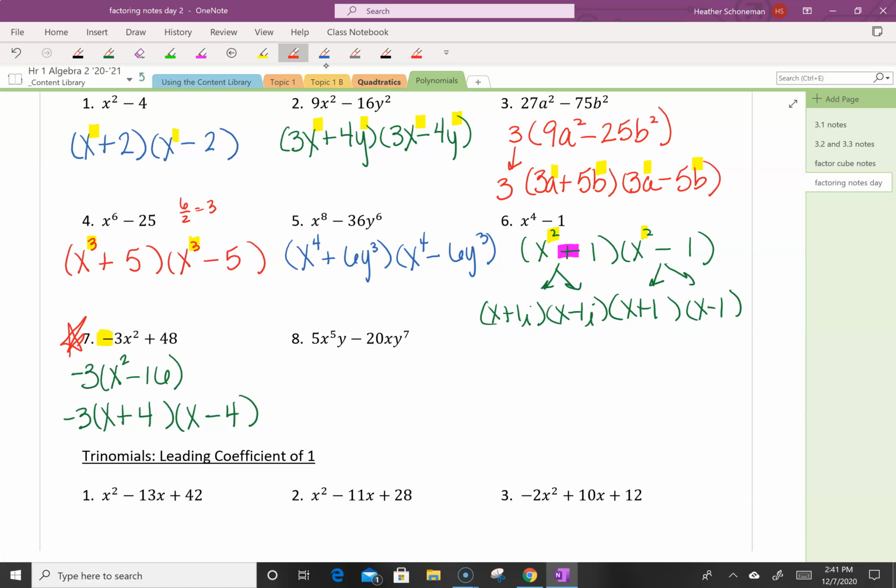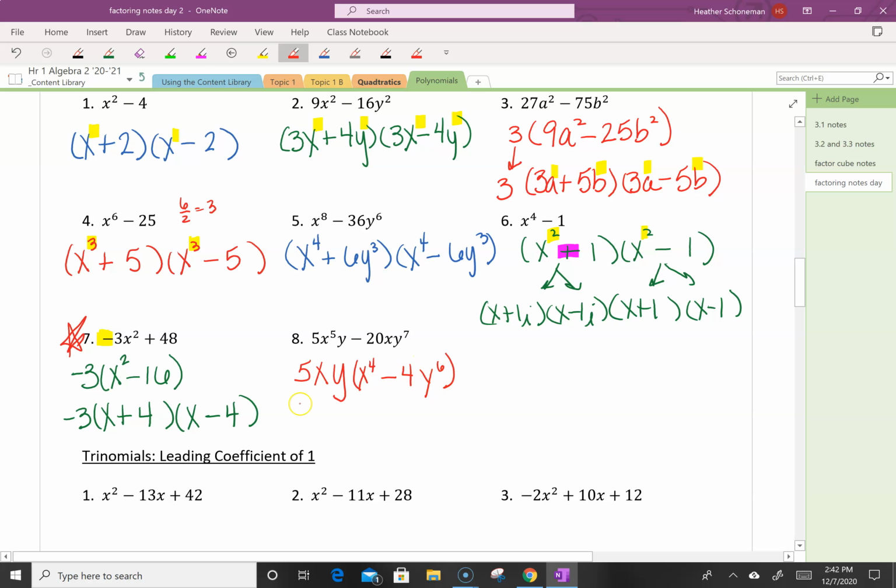Number 8, it's a binomial, there's a minus sign, but I can't take the square root of anything, so there's probably going to be a greatest common factor. Well, in this one I can take out a 5, I can also take out an x, and I can take out a y. Now this time my greatest common factor has numbers and variables, so everything is going to be affected by it. 5 divided by 5 is 1, but I don't need to write the 1 unless there are no variables, but we do have variables. There's 5 x's and we took away 1, so we have x to the 4th and the y's cancel. Minus 20 divided by 5 is 4, the x's cancel, and I'm left with 6 y's.